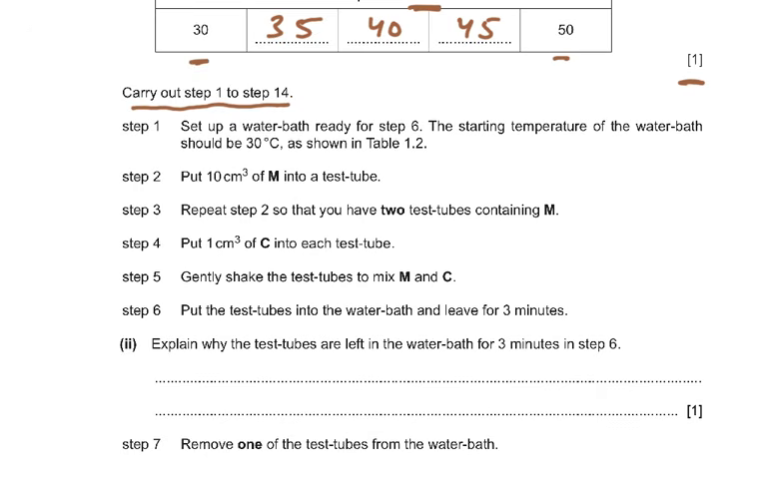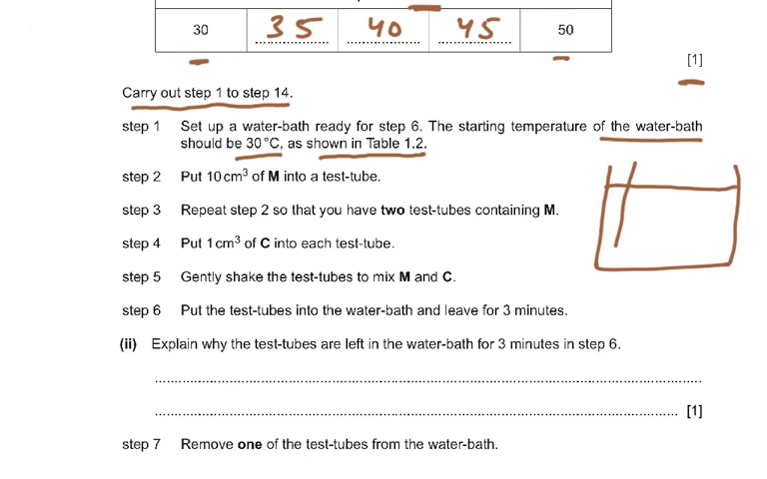I'll try to do a little diagram to show you. I've set up a water bath ready for step 6. The starting temperature of the water bath should be 30 degrees Celsius as shown in table 1.2. So you set up a water bath, and you've got a thermometer, so you're going to measure the temperature, and they give you hot water and cold water, and you keep it at 30 degrees Celsius. Water bath means it has a beaker with water in it.